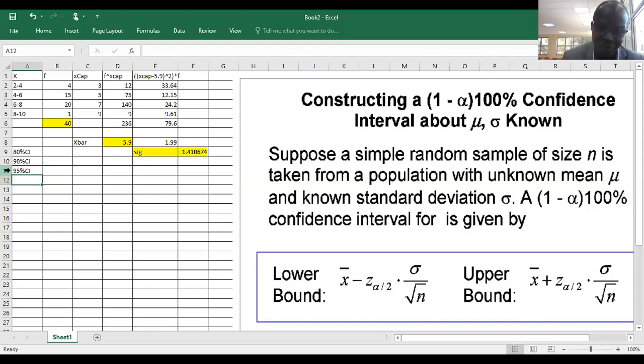Done that? Yes. So the vertical line that separates the shaded and unshaded areas, where it meets the z-axis, is Z 0.1. That is Z alpha over 2. I wish I could share this so that you are seeing what I'm saying. Well, this is important. Let me just share something here, the normal curve, so that you see clearly what I'm talking about.